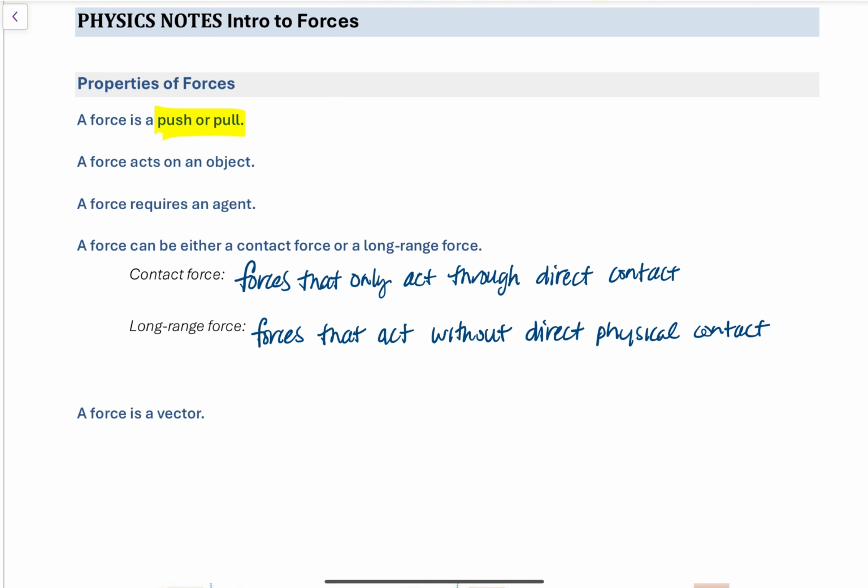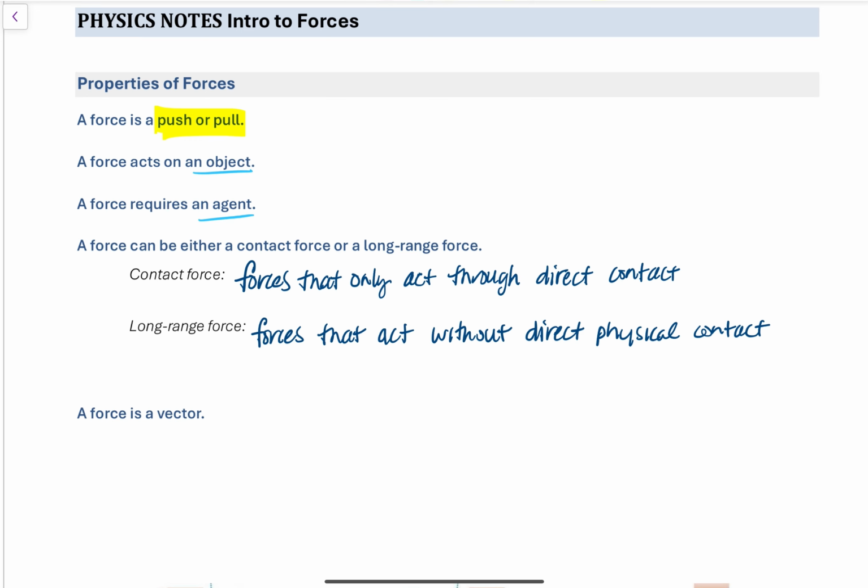Forces are also always going to be interactions between two objects. So it's going to be very important that we always can identify an object and an agent. Every force we can describe should have something that the force is acting on. That's going to be the object. And something should be doing the acting, right? That's the agent, the thing that is doing the force or exerting the force.